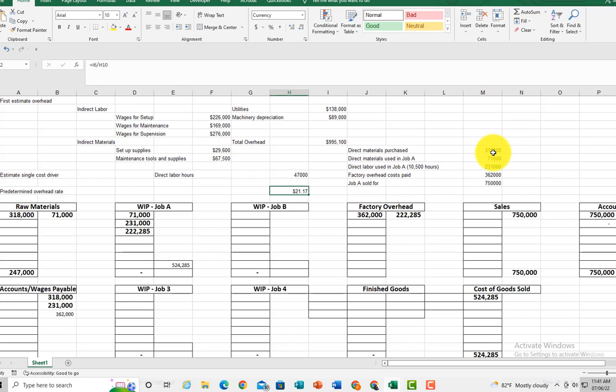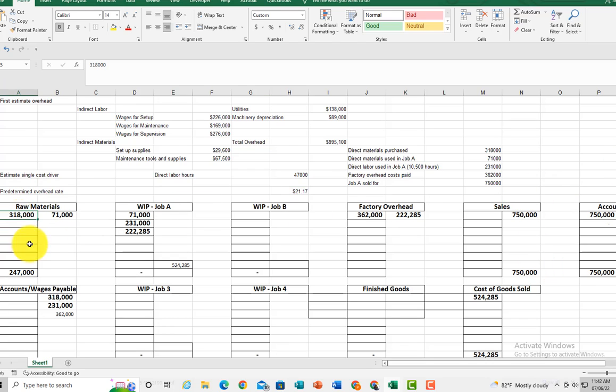We have some other information that will help us make some entries to see the flow. We've got our direct costs, some overhead costs paid, and the sale of a job. We're going to focus on just one job. If you were doing this with products, we'd be focused on just one product. Typically we'd have more than one job or product going at the same time, but to demonstrate it, we'll just show one job.